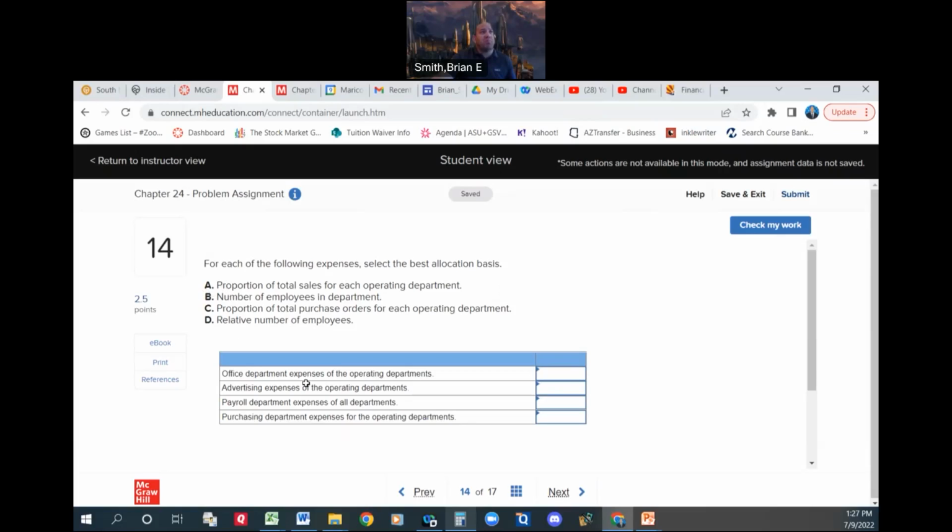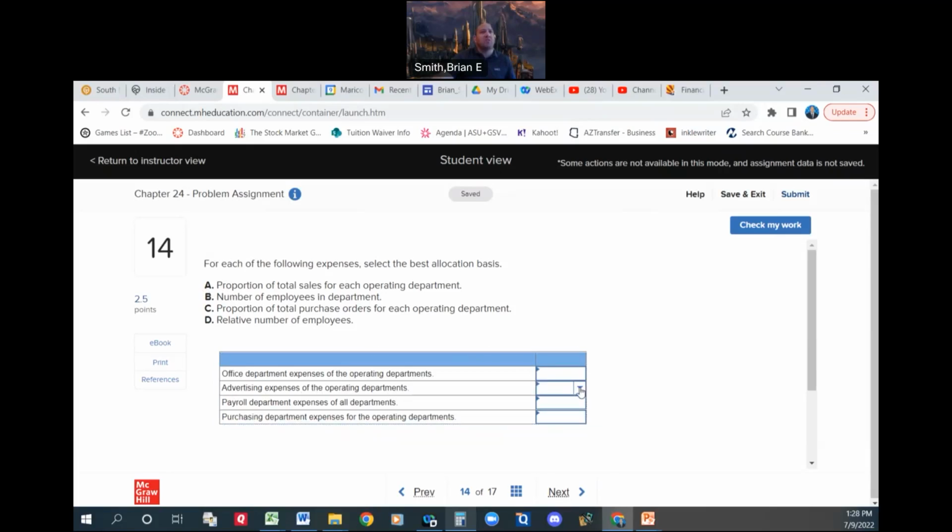Let's look at this. Office department expenses of the operating departments. Skip that one. Advertising expenses of the operating departments. Okay, so advertising expense. Let's just focus on that. We're looking for sales. Portion of total sales of each operating department. Okay, so that one's going to be A.